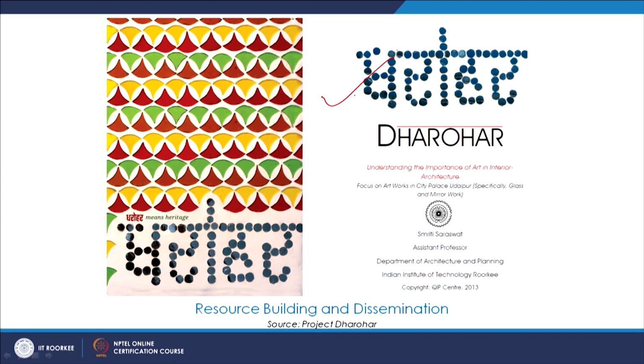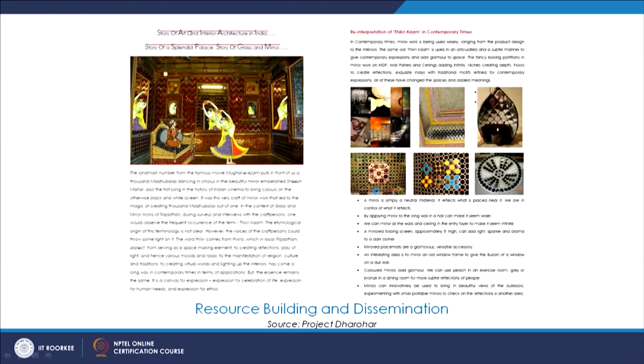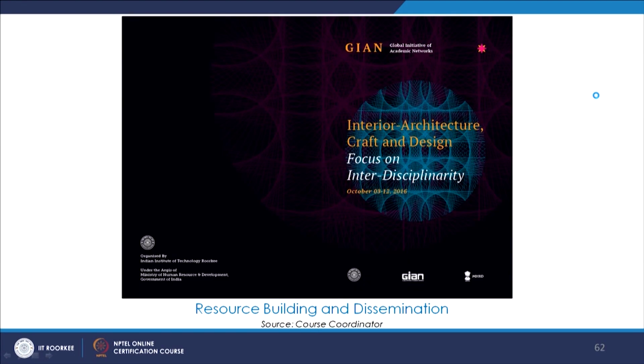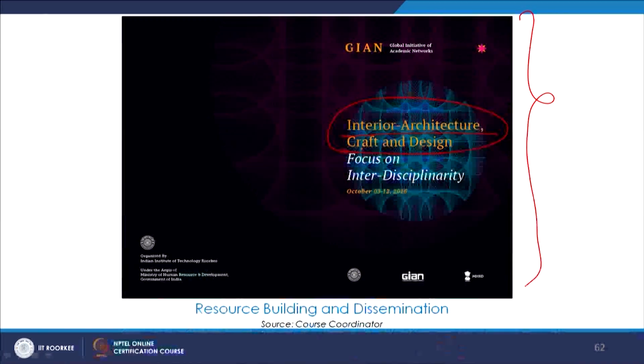Again, the one that I was talking about, City Palace Udaipur and artwork and architecture, the monograph. These are the pages from the monograph. And there are some other ways to build the resource and disseminate. So I also conducted this Gyan course, which talked about this interrelationship between interior architecture, craft and design. It was a very successful course, and again, it was a way of networking, disseminating and creating a resource. The work that happened during this was exhibited, and a lot of prototypes were made.